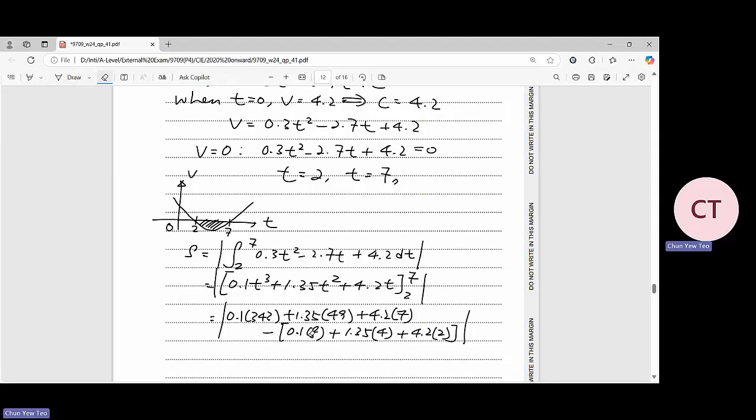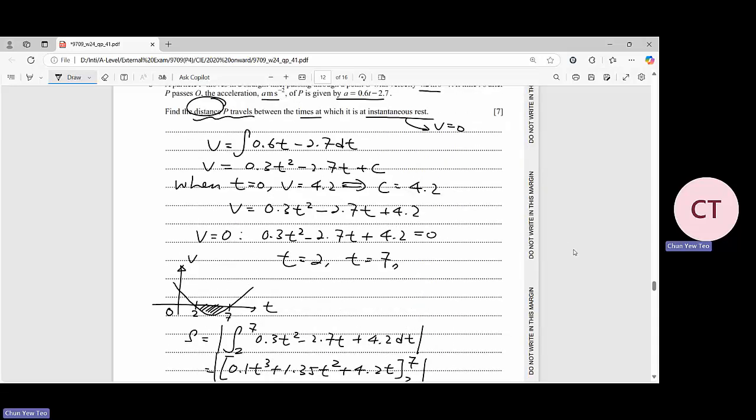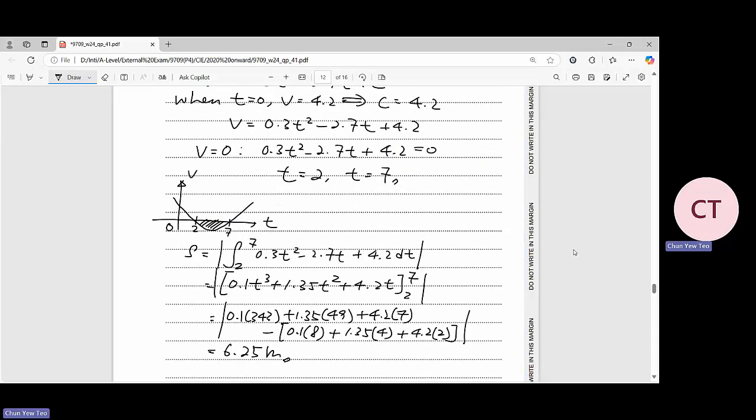So we just need to press the calculator. A lot of values over here, so the calculator can be very helpful. Just press the calculator, then you will get the answer as modulus of negative 6.25. But the purpose of modulus is to make it become positive. So I just directly write my answer as 6.25 meters. Done. That will be the total distance traveled by the particle between the two instants of rest.